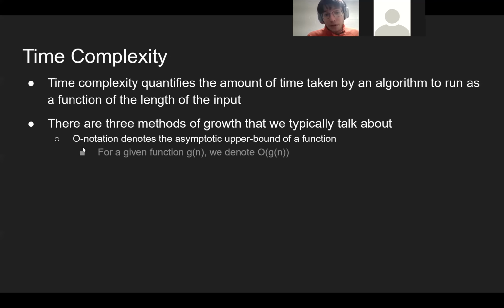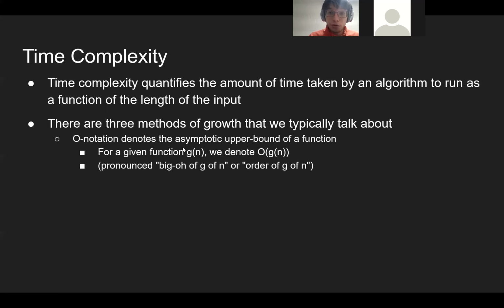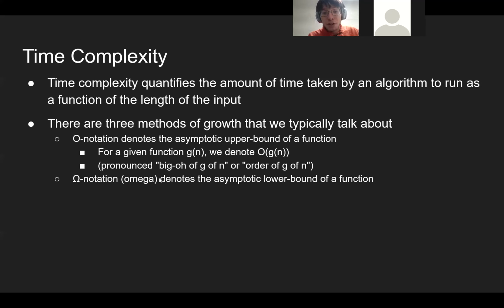Then we also have big omega notation. For a given function g of n, we denote big O of g of n, which we say is order g of n. And then big omega notation is the lower bound. So big O is the upper bound, big omega is the lower bound.